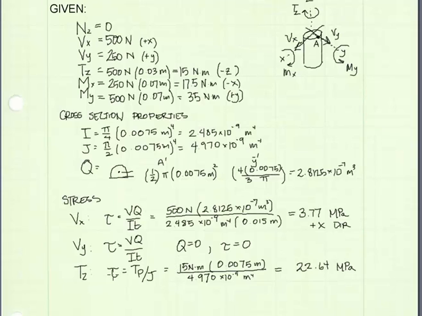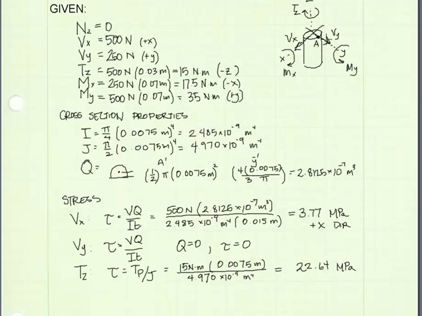And the stress we get from that torque is a shear stress, and we calculate it with this equation, T rho over J. T is 15 Newton meters. Rho is the distance from the centroid of our area to point A, which is the radius, 7.5 millimeters, divided by J, polar moment of inertia, which we found above. And that gives us a value of 22.64 megapascals.